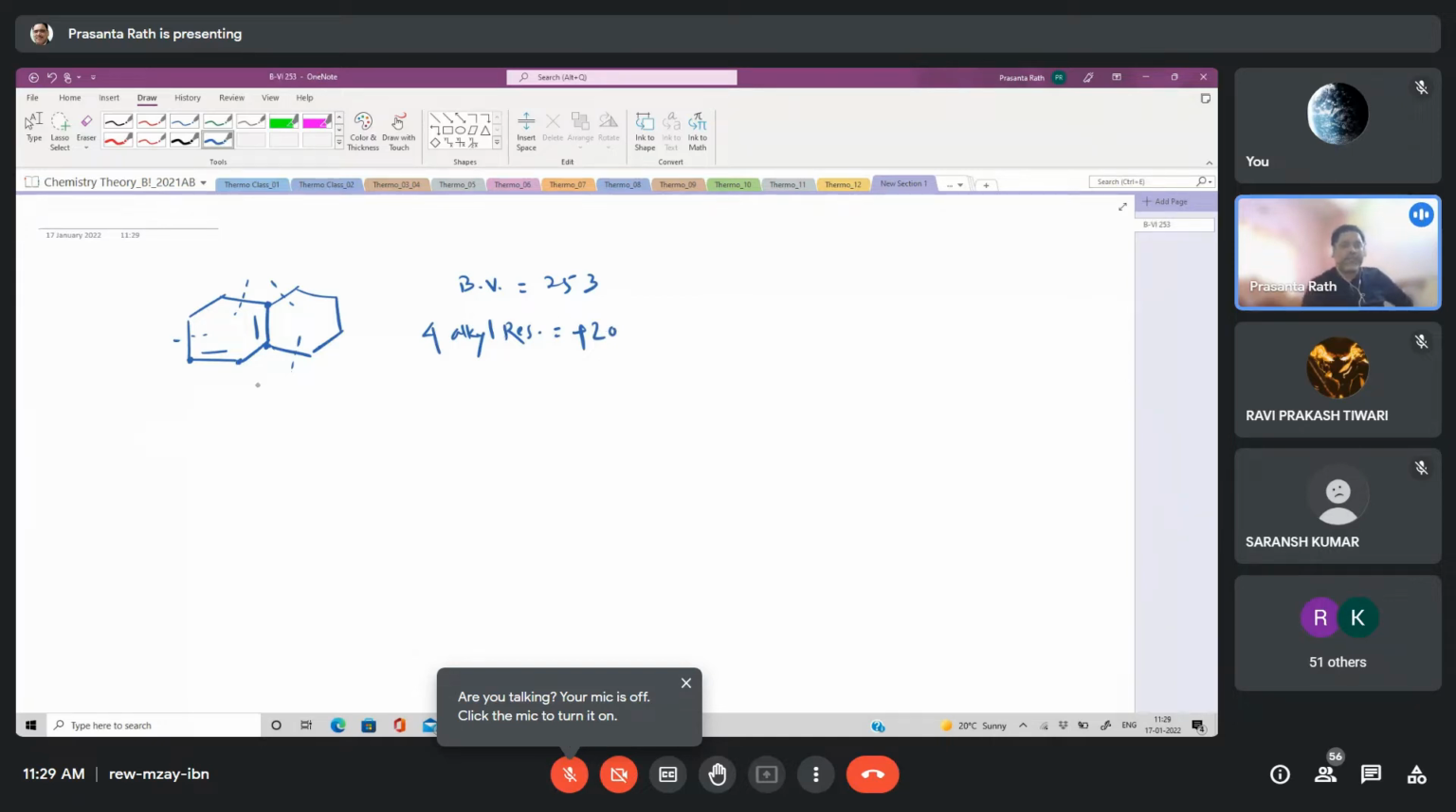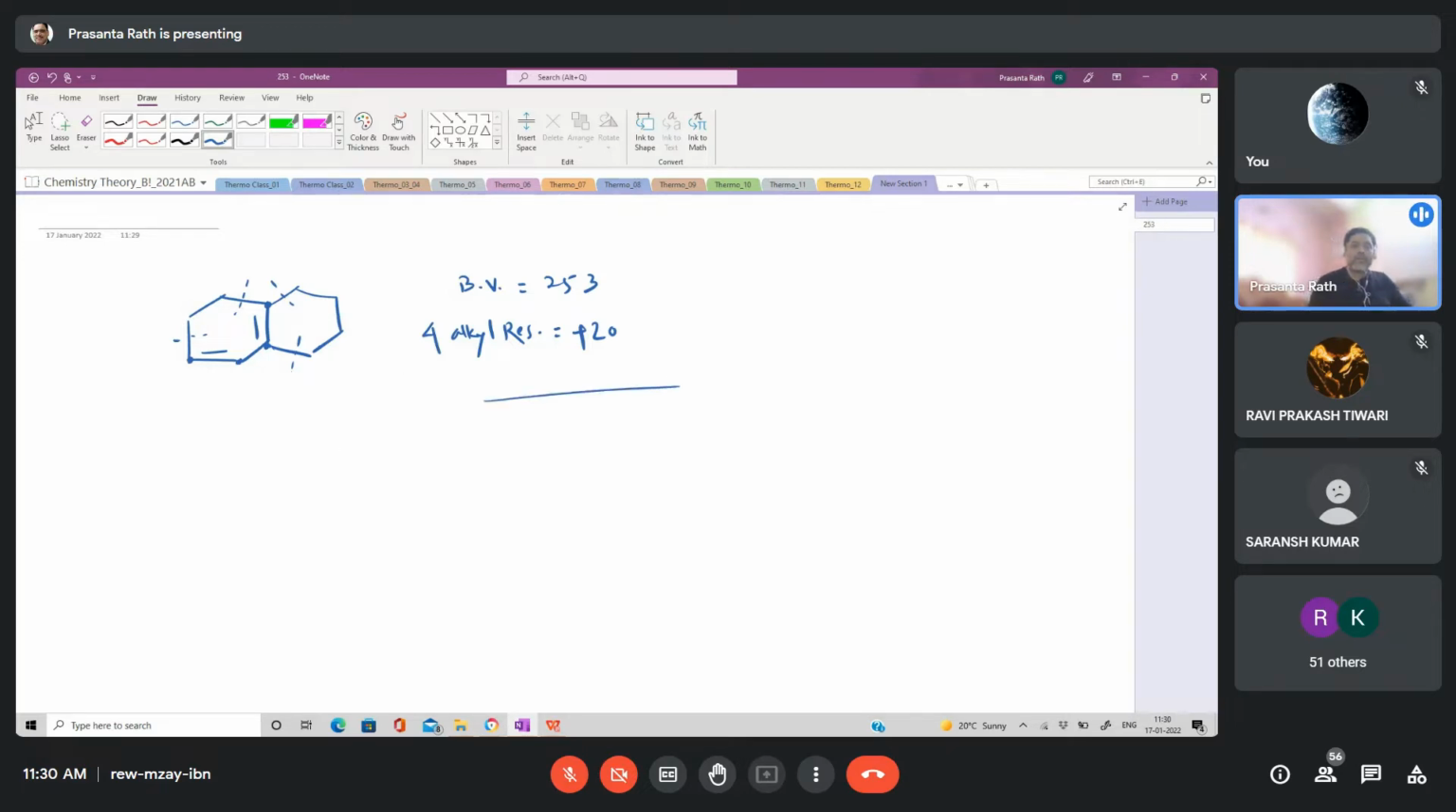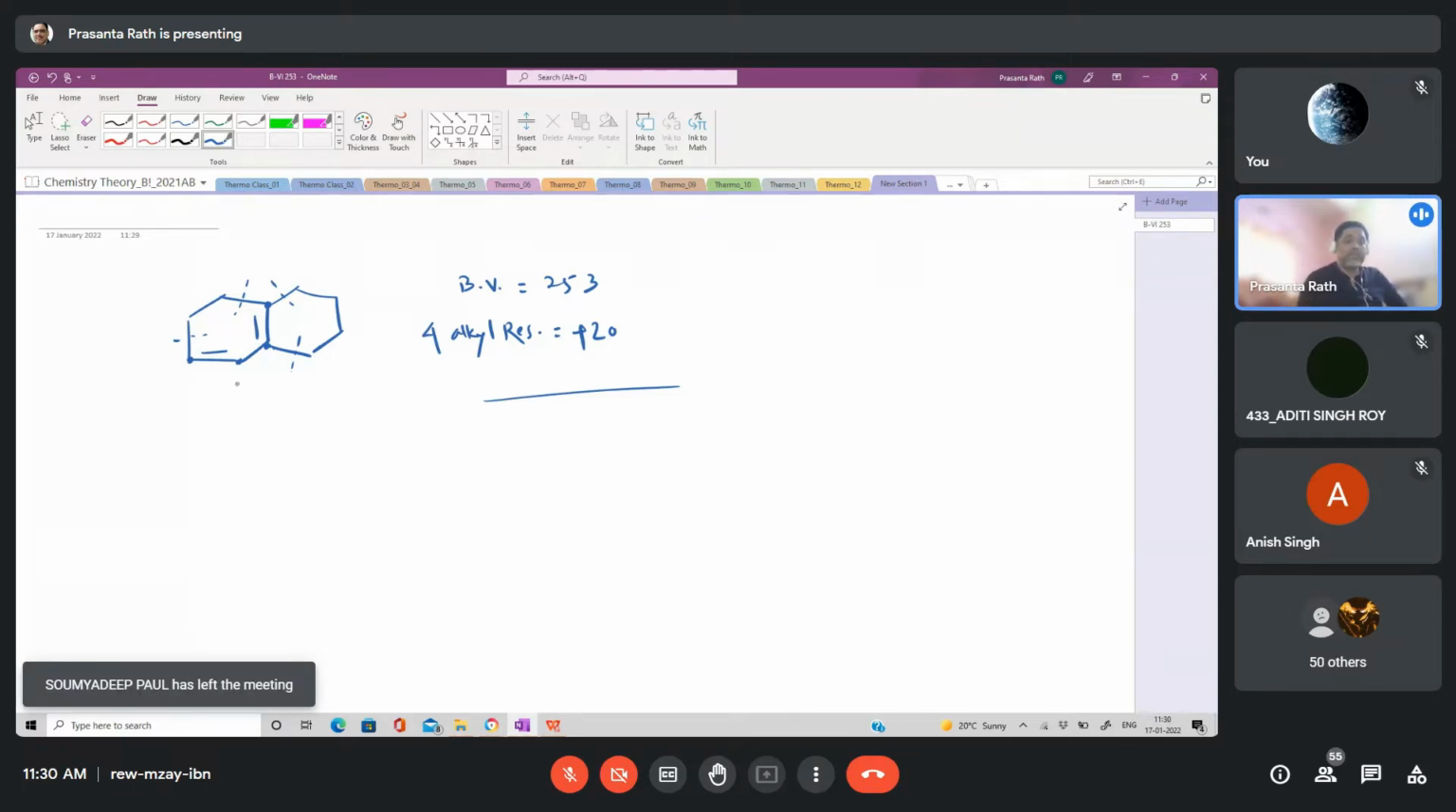And is there any exocyclic double bond? There is no exocyclic double bond. So this is 273. Nothing extra is here. There is no alkyl substituent, nothing, only ring residues, and that is 4. 4 ring residues are there.